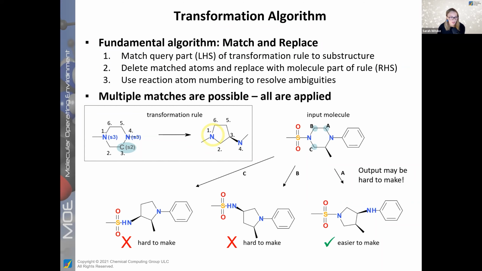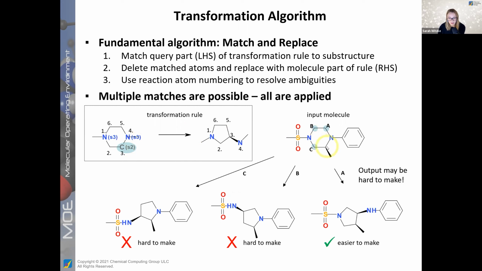So here's an example. Imagine you have the transformation going from a piperazine ring to a pyrrolidine ring, like you see here in the box to the left. Then you have your input molecule over to the right, and that indeed has a piperazine ring. Now, because of symmetry, we can actually match a piperazine ring into that input molecule in 4 different orientations. However, there is a restriction on the transformation saying carbon number 3 can only have 2 heavy atom substituents. So that parenthesis S2 means 2 heavy atom substituents.